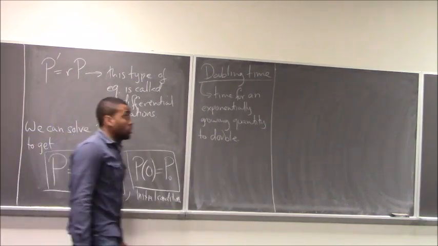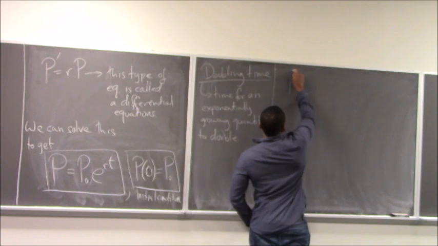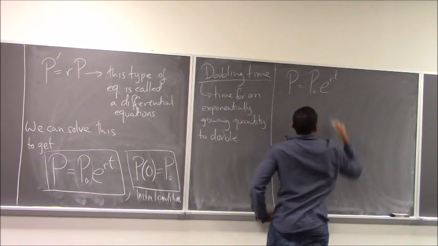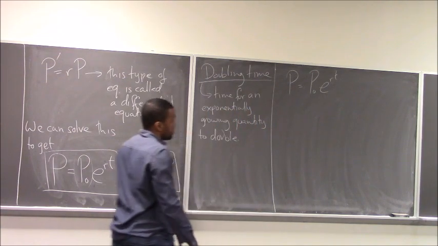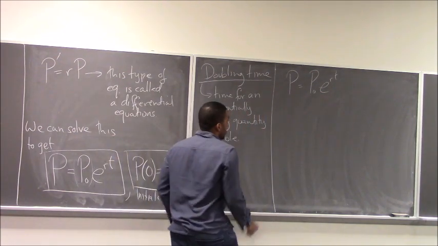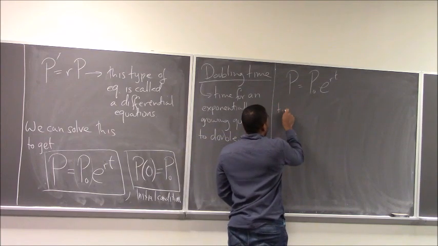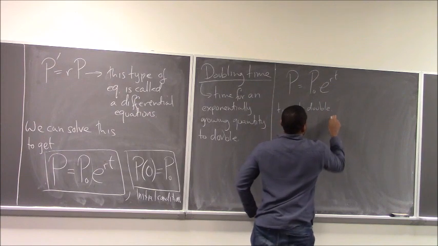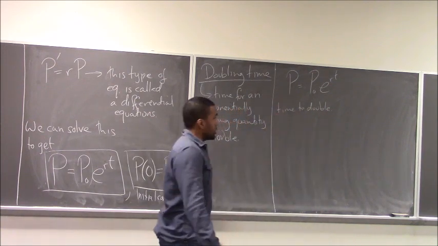So let's actually figure that out. Let's say I know that P is equal to P naught e to the rt. Right? So P naught is how much I start with. So if I want to find out the time to double, how would I use this equation to figure that out?